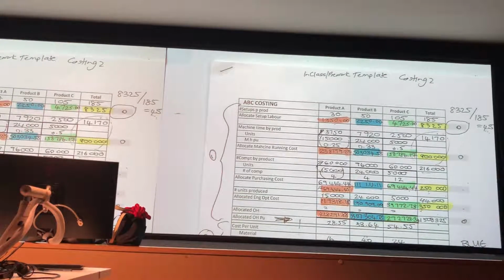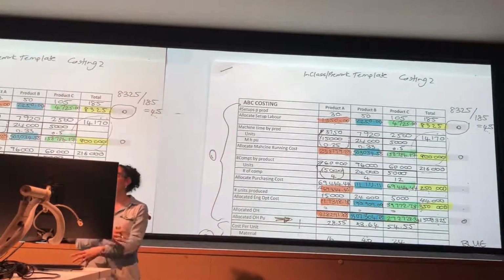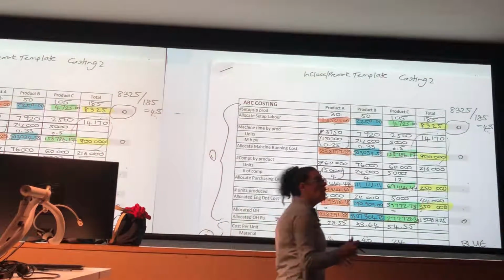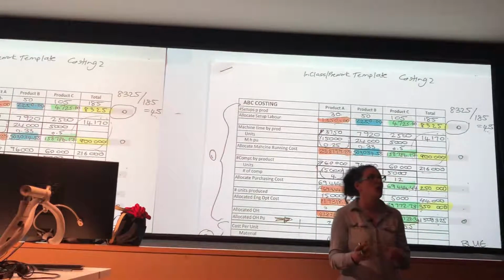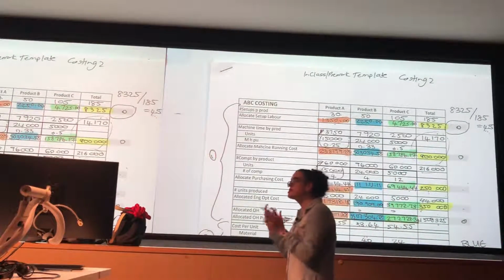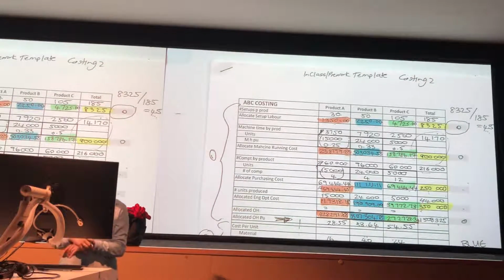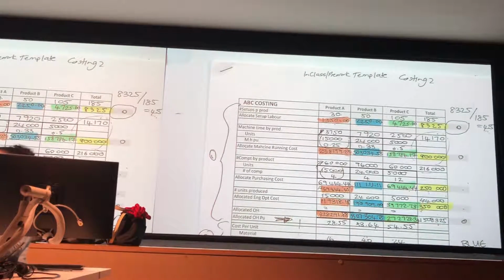Does that make sense? So this is what ABC allows. It allows you to allocate the cost based on what that particular product drives the most of. So a product that has very little labor but a heck of a lot of machine will have more cost when it comes to the machine side than the labor side. Does that make sense? Good. Anybody have questions about the ABC costing?